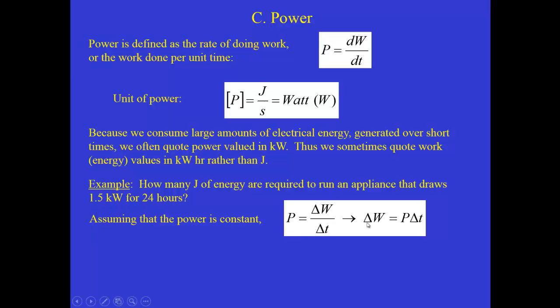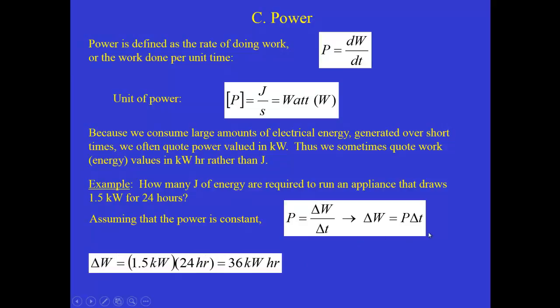So then the work done would be power times delta T, and as long as the power that's supplied is constant, this works. So delta W then would be 1.5 kilowatts times 24 hours. And if we want to use the standard units that electrical utility companies use, that would be 36 kilowatt hours. And that's perfectly fine, but let's just convert that to joules to see how this compares to the value in joules.